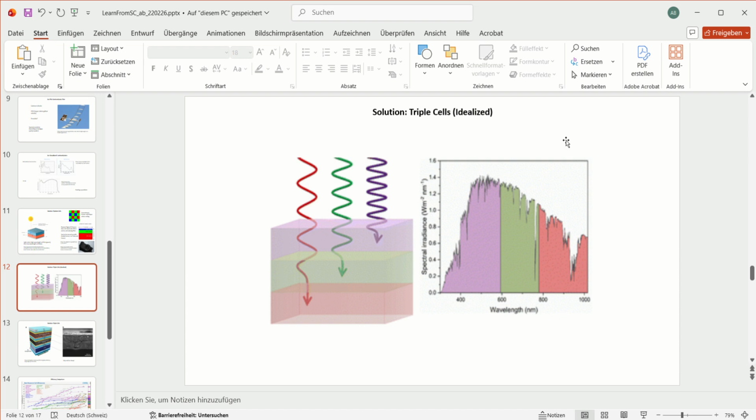And there are even triple cells on top of each other, so you have short wavelengths in the middle and longer wavelengths, as you can see here. So maybe the ultraviolet and a large part of the visual is been measured or used by the top cell, and then the middle is in the middle, and on the bottom you have the lower, the higher wavelengths, the lower energy photons.